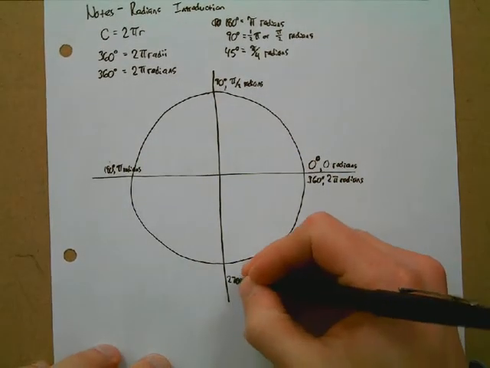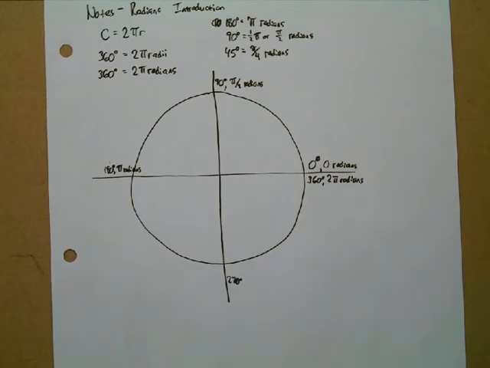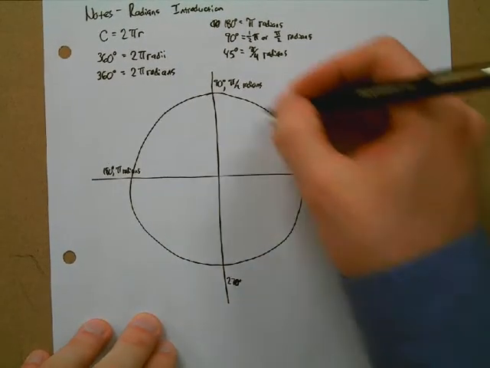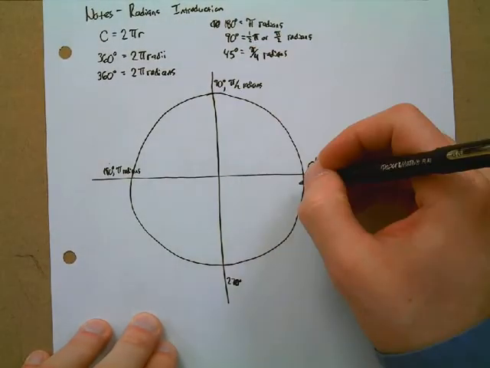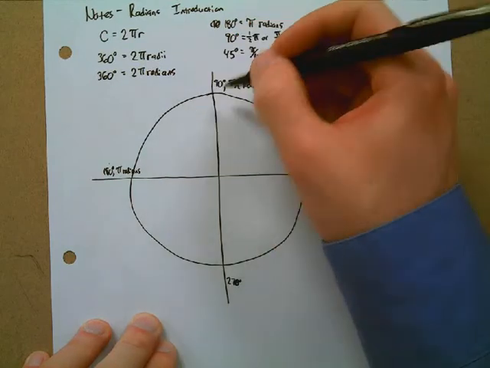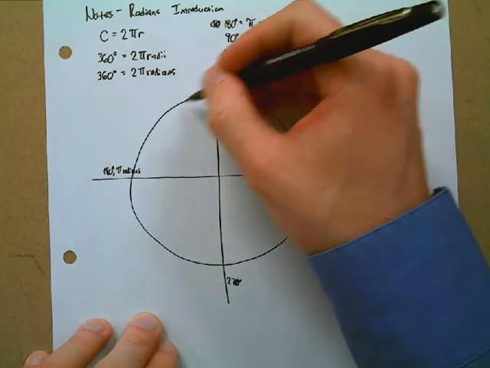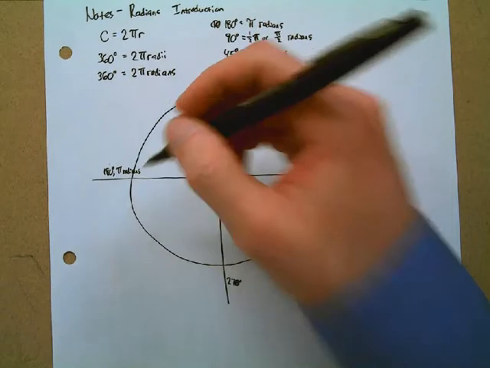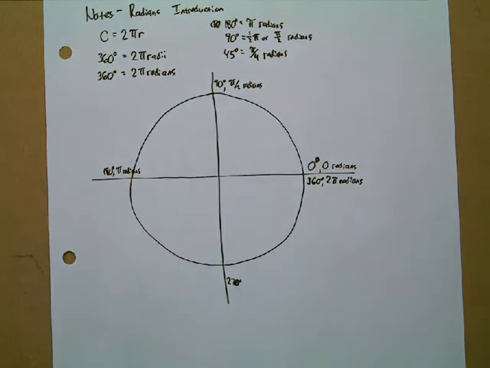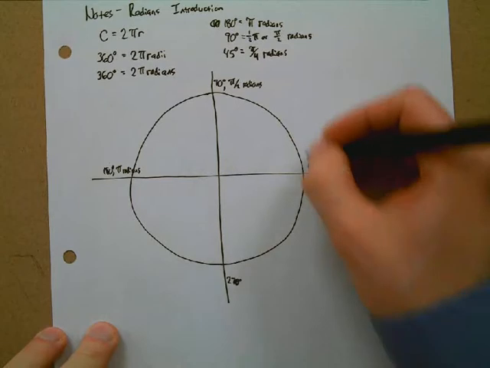If we go another pi over 2, that's pi over 2 plus another pi over 2. 1 pi over 2 plus 1 pi over 2 is 2 pi over 2, and 2 pi over 2 is just pi. So pi over 2 plus a pi over 2 gets us to pi. And then plus another pi over 2, it's going to be 3 pi over 2 radians.